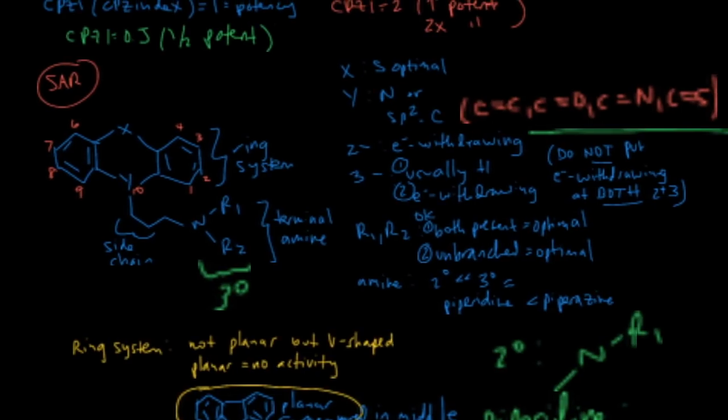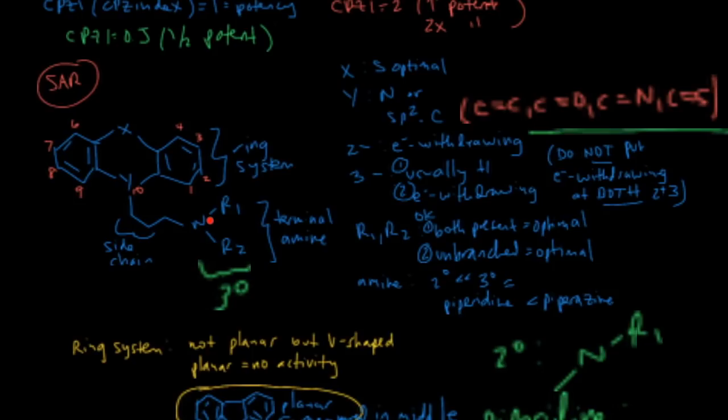Sulfur is optimal at the X. At Y, N or sp2 hybridized carbon is optimal. At the 2 position, you should have an electron withdrawing group. At the 3 position, hydrogen or an electron withdrawing group.